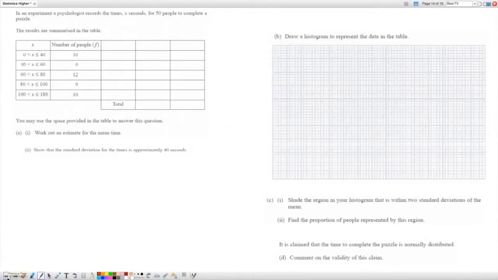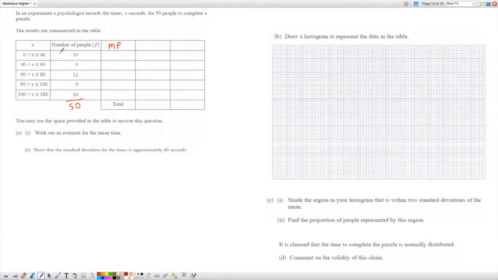In an experiment, a psychologist records the time, X seconds, for 50 people to complete a puzzle. Results are shown here in the table. So here we have our total of 50 people. First, we're asked to identify an estimate for the mean, using the space provided in the table. Because we have grouped data, we need to find the midpoint of each group.